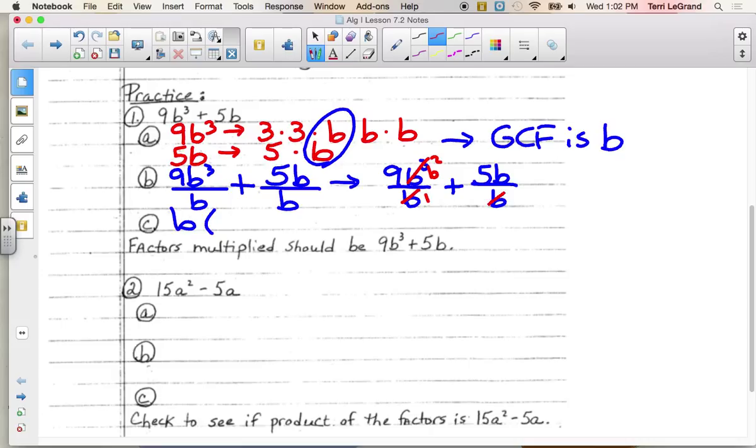This b can go into itself, and it can go into itself up there. So we really have 5 times 1 upstairs, right? Or you can just say, you know what, they just cancel out. It's totally cool too. And now we can say, the result is, what do we have for this first term? 9b squared plus 5. So there's our other factor.